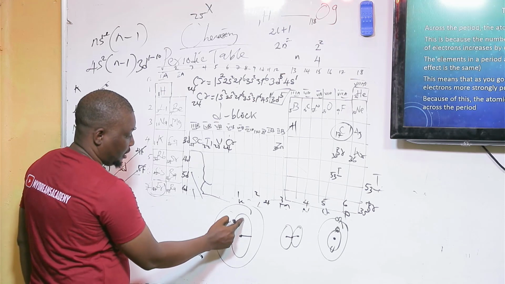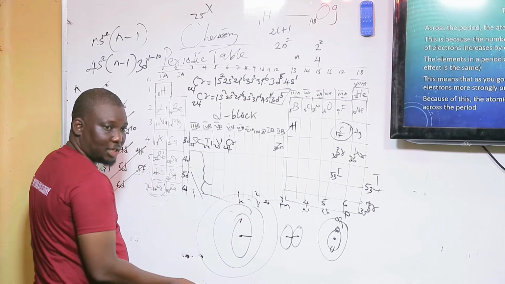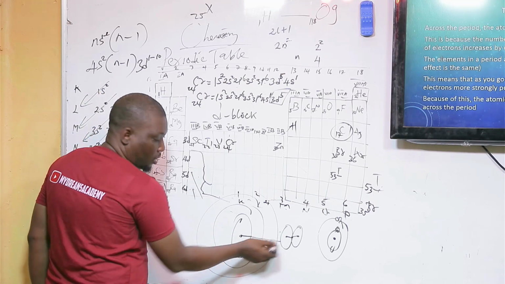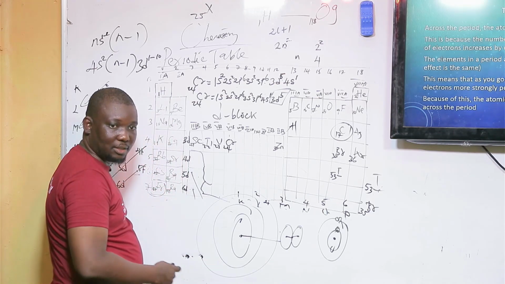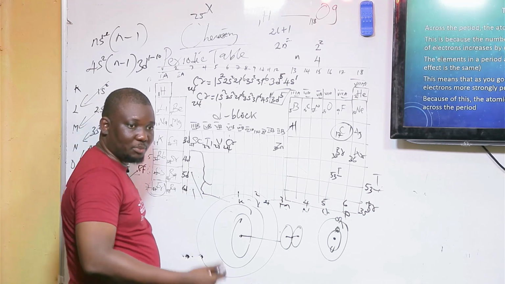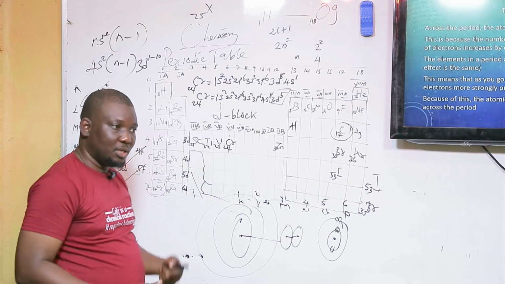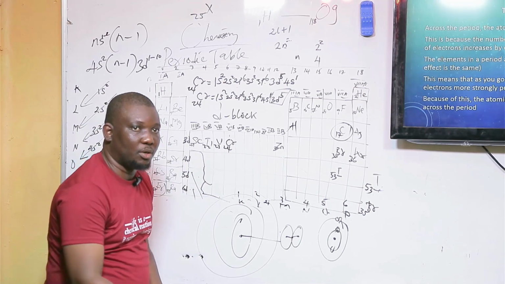In the case of sodium, you add how many shells? 3 shells. So if you now want to measure the distance between the nucleus and the electron here, it will be much more compared to if you have only 1 shell or 2 shells, as in the case of lithium or hydrogen. The more shells are added on, the farther the nucleus is from the outermost shell. So this is going to increase the size of the atom, or what we call atomic radius.